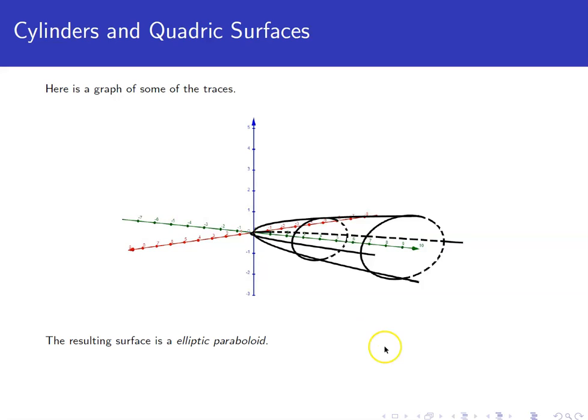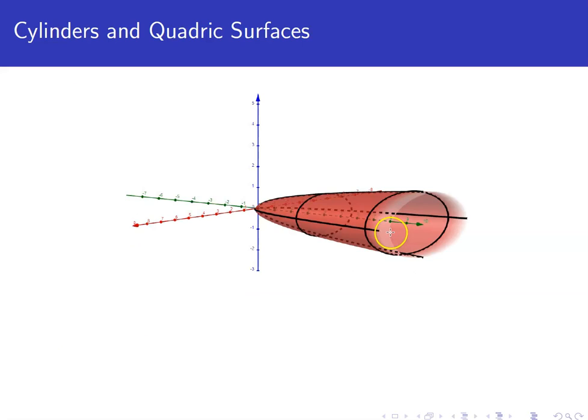So we get a surface that's referred to as an elliptic paraboloid. Elliptic because of these elliptical traces, and paraboloid, of course, because of the parabola shape. It looks like a bowl. And if I shade, this is what the graph looks like.